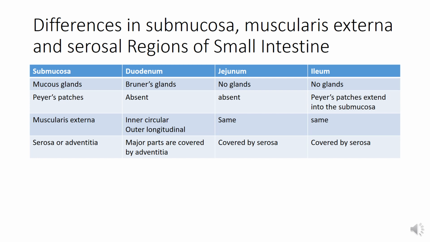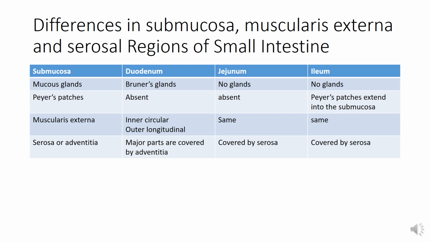So the muscularis externa is the same throughout the three regions, that is, inner circular and outer longitudinal layer of smooth muscles. Now, the last layer or last part of the wall of the small intestine is the serosa or adventitia. Most parts of the small intestine are covered by serosa, that is, they are intraperitoneal, covered by the visceral layer of peritoneum. But some parts of the duodenum are covered by the adventitia. Major parts of the duodenum are covered by adventitia. Only some parts are covered by the peritoneum. The rest of the jejunum and ileum are covered by serosa.